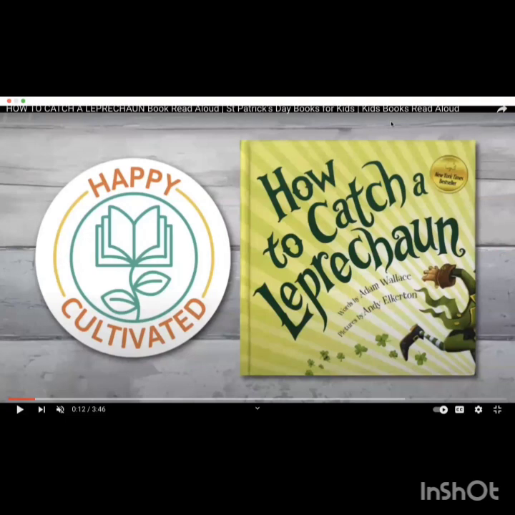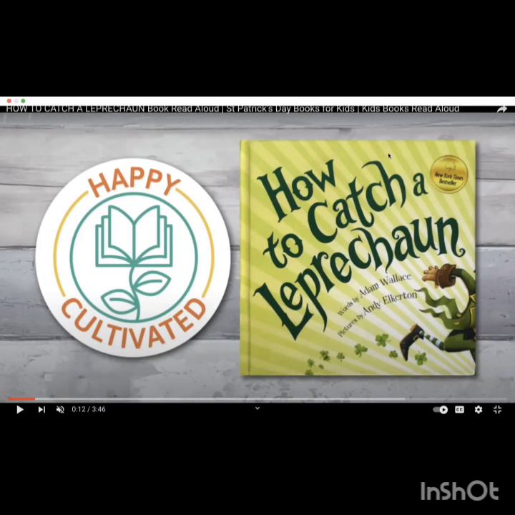I'm going to share with you how to use this book within your therapy. Today we are going to use this How to Catch a Leprechaun book to plan a literacy-based speech therapy approach. First, I will show you how I will be using this book for the literacy-based approach.